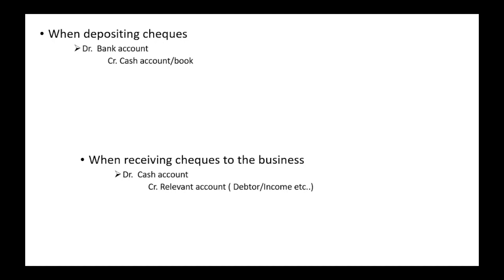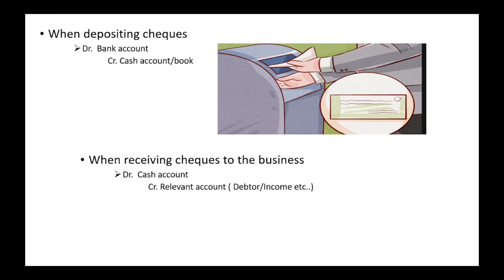When you are depositing those collected checks, you can debit the bank account and credit the cash account, because the checks we have collected earlier are in the cash account, so you have to credit the cash account, and when depositing they are going to the bank, so we debit the bank account.